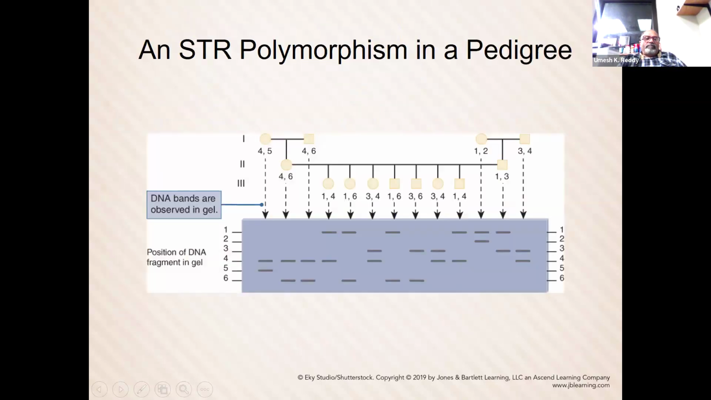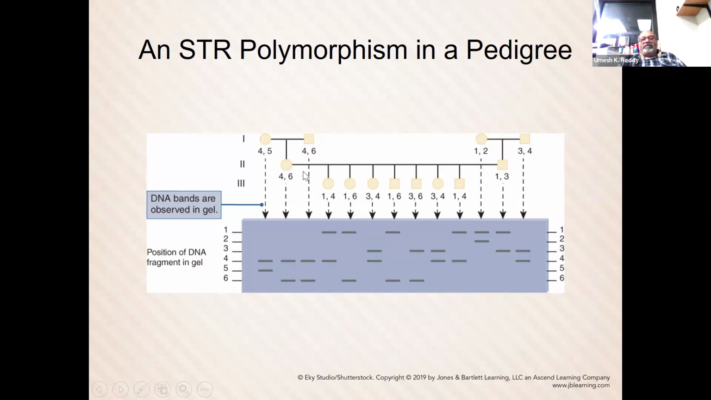So here is one simple study to understand the polymorphism. Here is mom. She has 4 repeats and 5 repeats. And here is the dad that has 4 and 6 repeats. So the baby has 4 coming from mom and 6 coming from dad, 4 and 6.